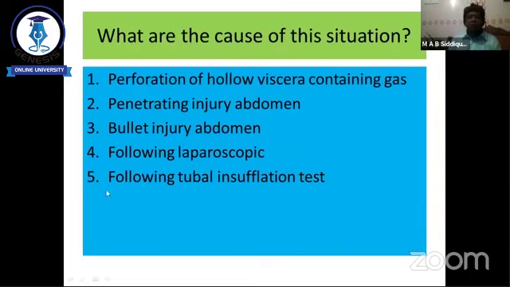Do not mention all things, but I will mention all the things for your understanding of the procedure. So, what are the causes? Perforation of hollow viscera containing gas. What are the hollow viscera? Hollow viscera may be the total GI tract.